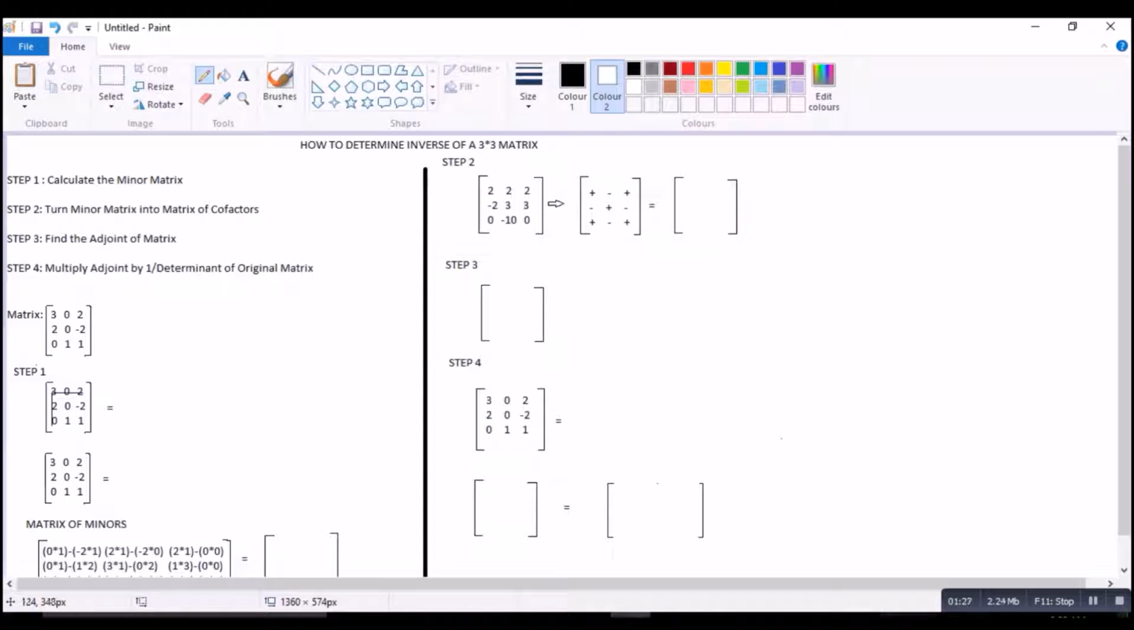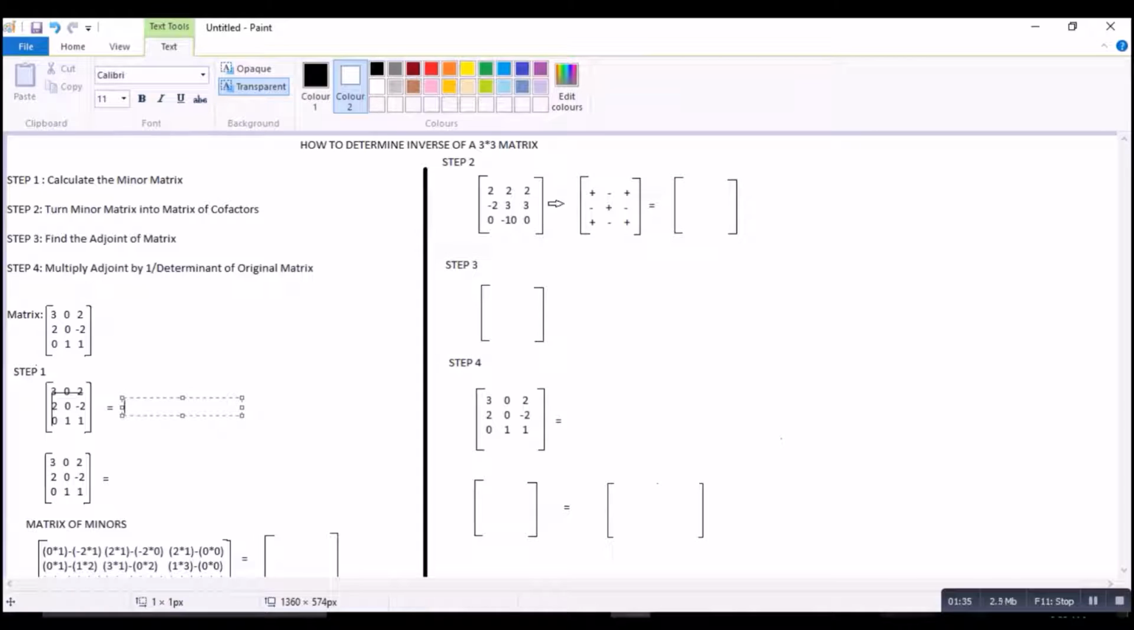And so we will get the square matrix 0, negative 2, 1, 1, and its determinant will be calculated as 0 times 1 minus negative 2 times 1, which gives the value 2.